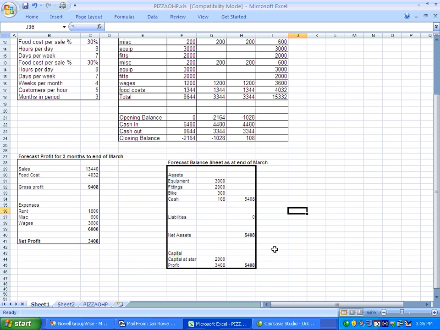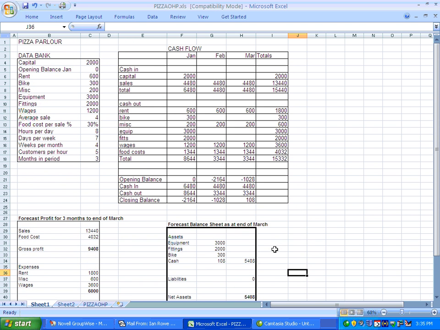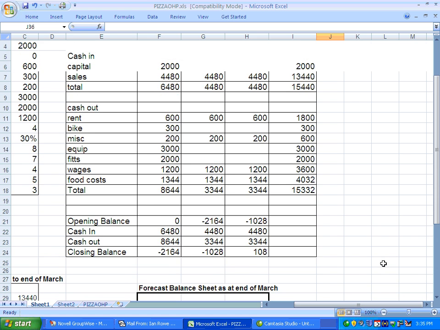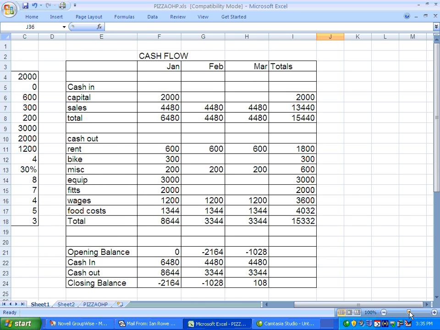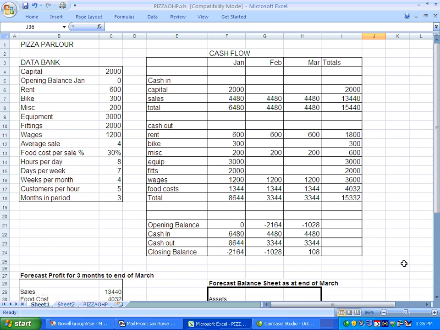So we'll first of all concentrate on the top bit here, which is the forecast of the cash that's going to be in this business. Just get it to a nice size there so we can see it clearly. Now, the business is a pizza parlour, and we've got some various information down here.